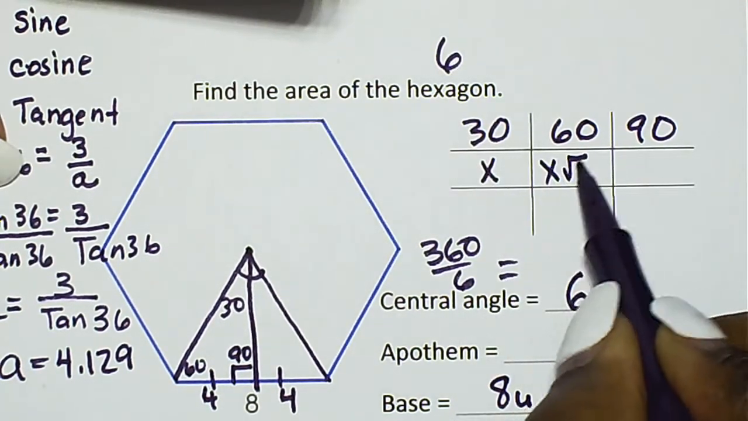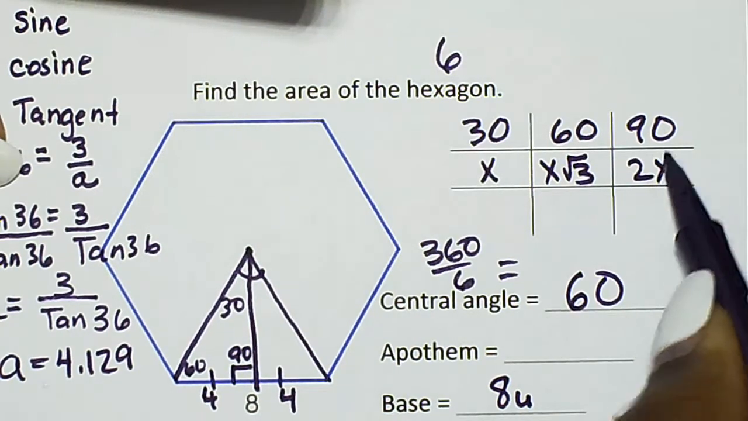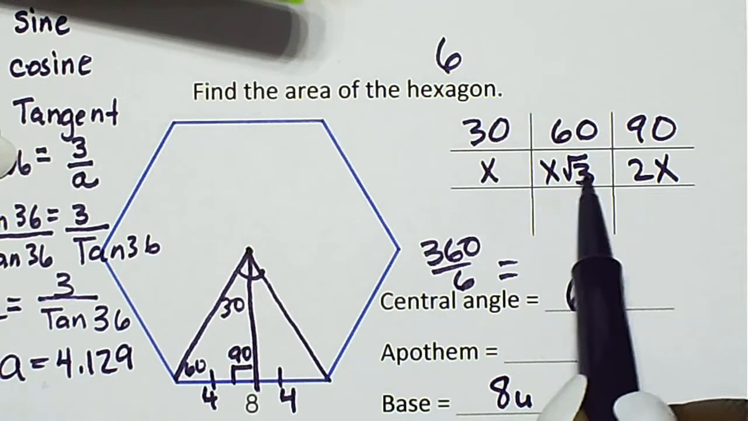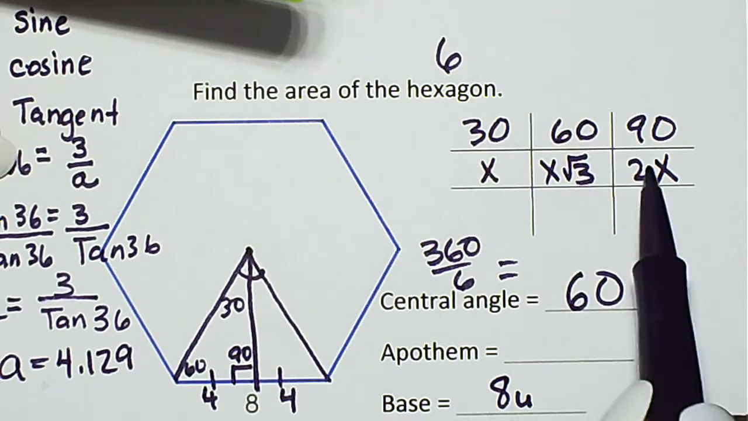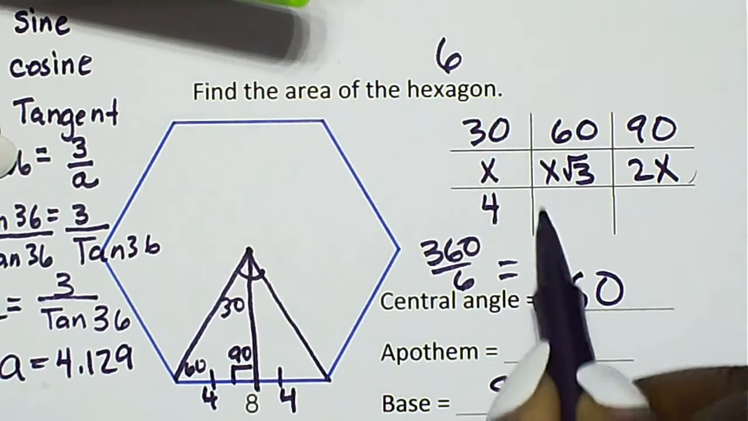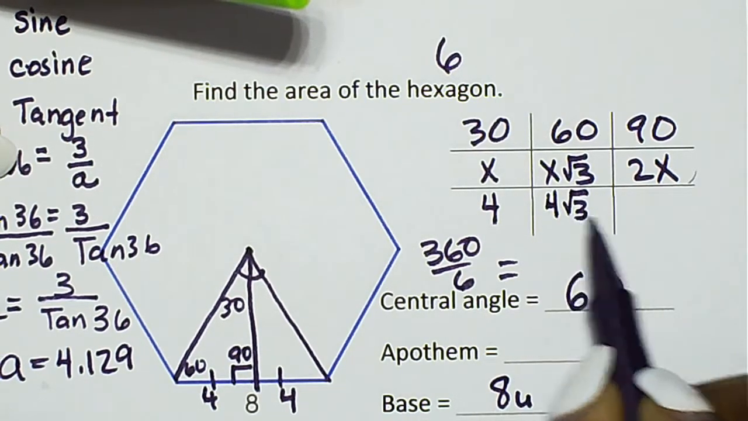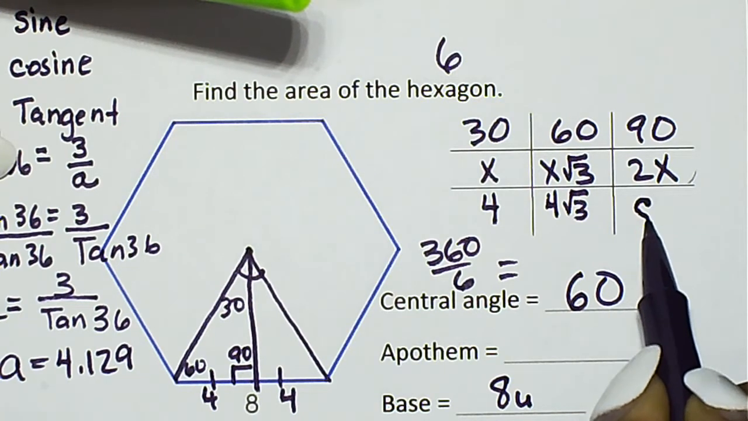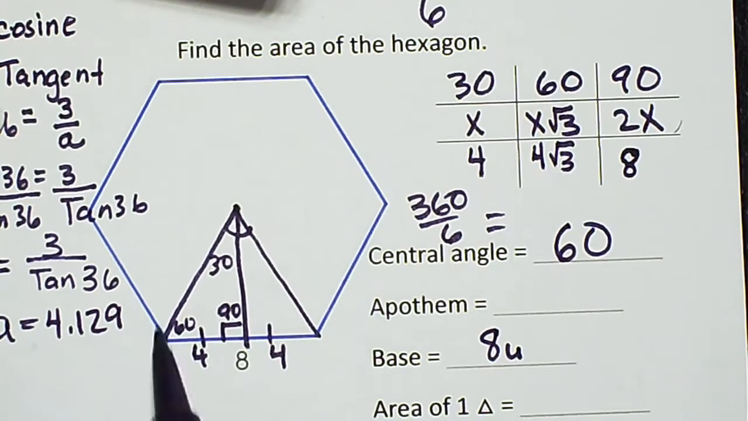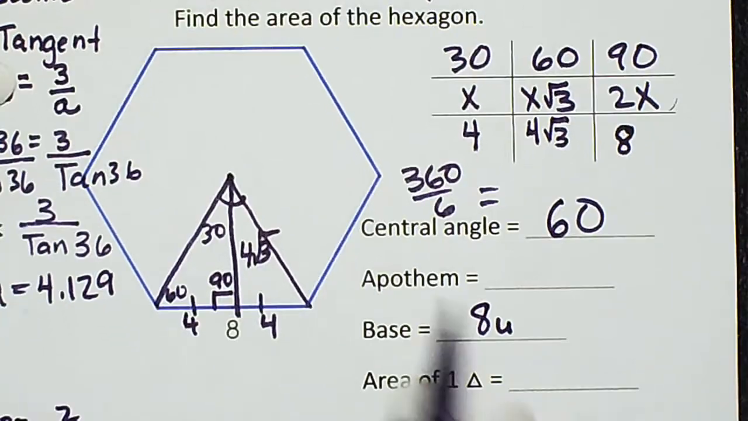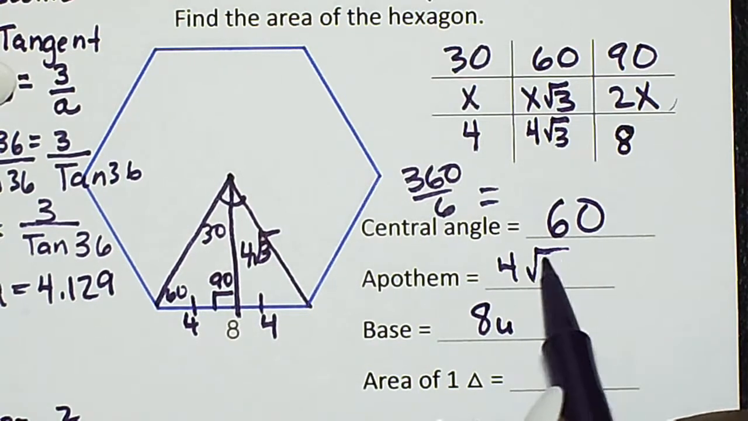x, x square root of 3, 2x. That means the short leg, then we have the short leg times square root of 3, which is our long leg, and 2 times the short leg is our hypotenuse. What do they give us? We got the short leg. The short leg is 4. So the long leg is 4 square root of 3, and the hypotenuse is 2 times 4, which is 8. So what the apothem is, if this is 4 square root of 3, just like we found. So that's going to be 4 square root of 3.